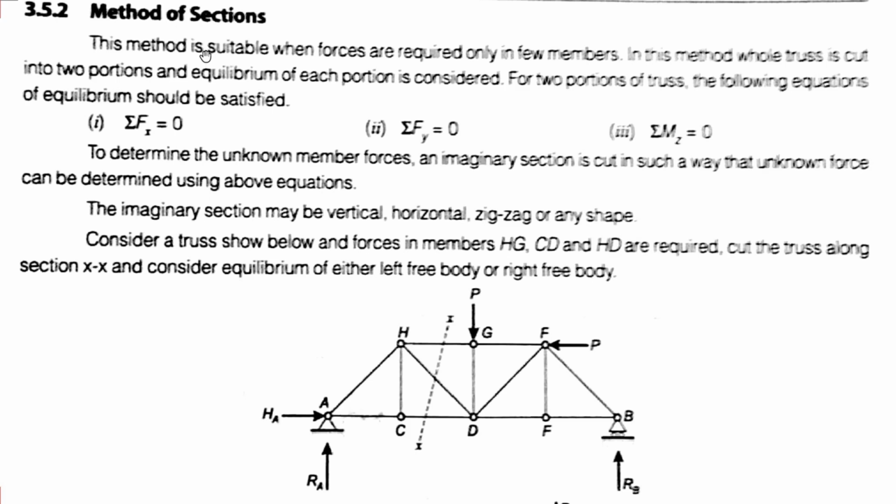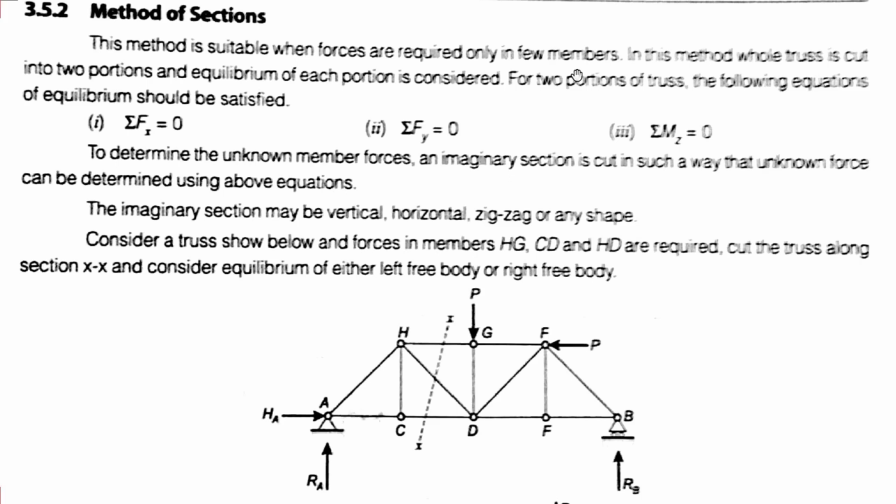So this method is suitable when forces are required only in a few members. Earlier, in the method of joints, the forces have to be calculated in all the members, and then we prefer the method of joints. And in this method of sections, when forces are required only in a few members, then this method will be suitable.